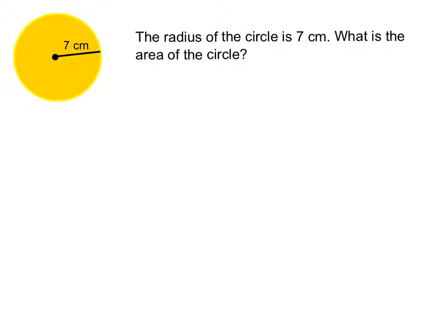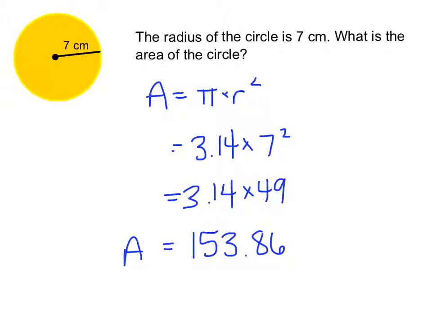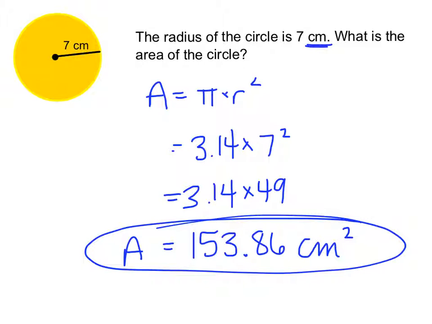Now let's apply our equation. The radius of a circle is 7 centimeters. What is the area of the circle? Remember, area equals pi times r squared. So our area is 3.14 times 7 squared. First, figure out 7 squared. So we have 3.14 times 49. And when we figure that out, we end up with area is 153.86. But don't forget to label. If we have centimeters and it's area, it's squared centimeters, or centimeter squared. And that's it.